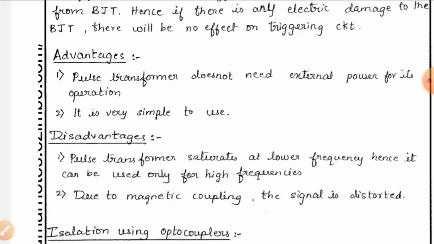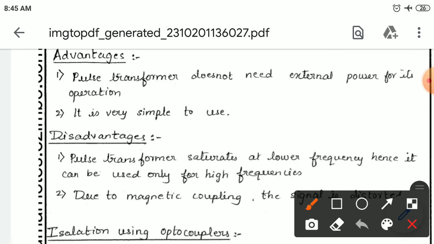Hence it can be used only for high frequency applications. There are low frequency applications and also high frequency applications. As the pulse transformer will saturate at lower frequencies, we can use it for high frequency applications instead of low frequency applications. For low frequency applications we can use other methods to isolate them. So this is best suited for high frequency applications.